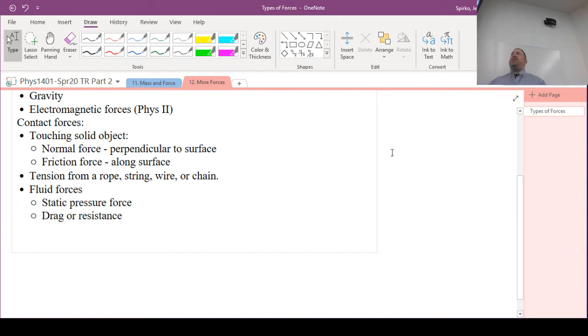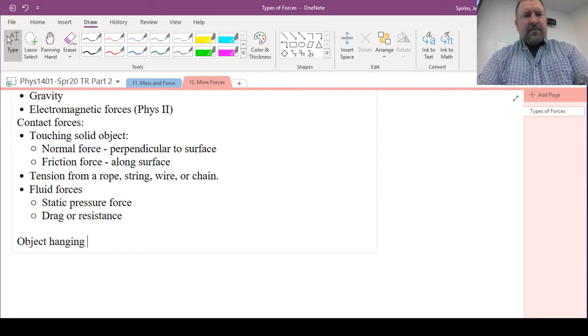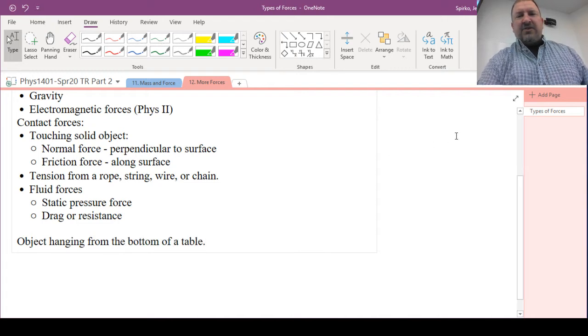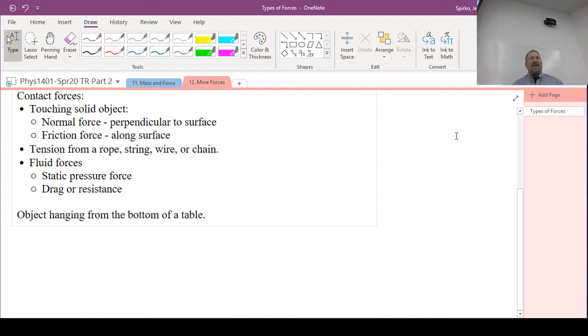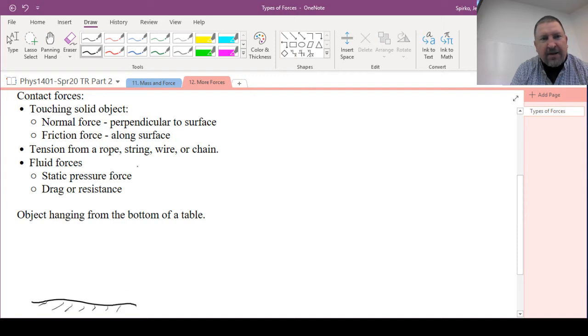So let's take a look at a situation where we actually have to analyze more than one object, and we'll see how I apply these principles in order to figure out what's going on. Okay, so let's say we have some elaborate structure. I'm going to call it a table, and I'll hang an object from the bottom of it. So I'm going to have here a floor. Apparently my floor is not very flat.